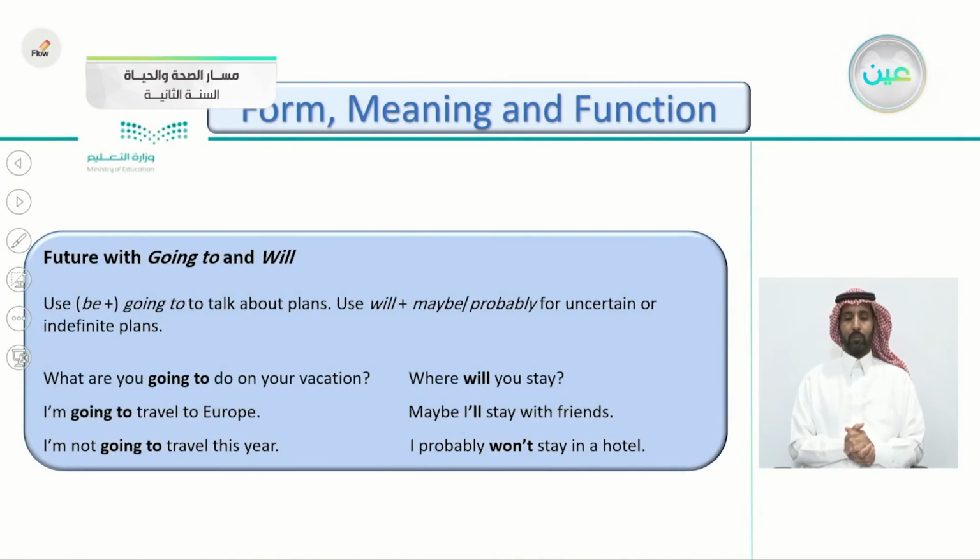The future with going to and will. We use be plus going to talk about plans. We use will or maybe or probably for uncertain or indefinite plans. Again, we use be plus going to talk about plans, and we use will plus maybe or probably for uncertain or indefinite plans. You can see them here in these examples.